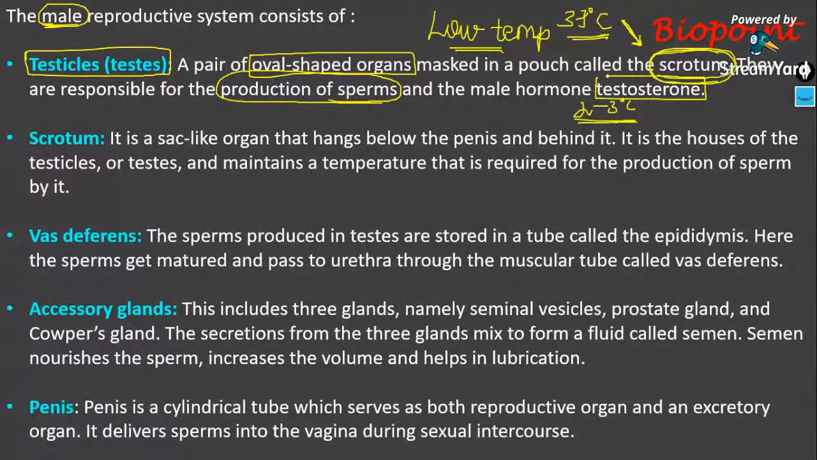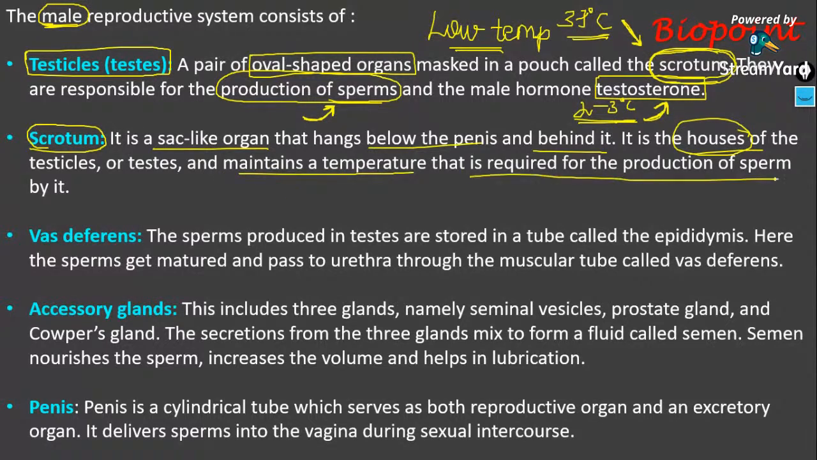I hope you have studied this in your 10th standard. That's the main function of the testis: production of male gametes, which are sperms, and production of the male hormone, testosterone. Am I right? Yes. So let's discuss the scrotum in detail. The scrotum is a sac-like organ that hangs below and behind the penis. It is the house of the testicle or testis and maintains the temperature required for the production of sperms.